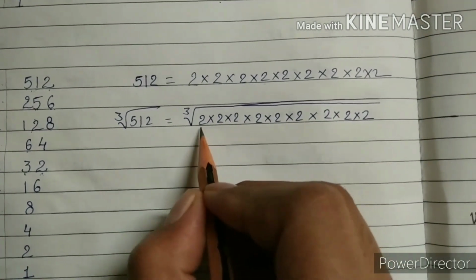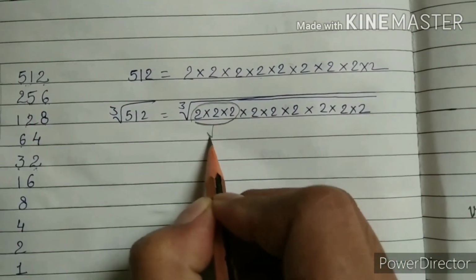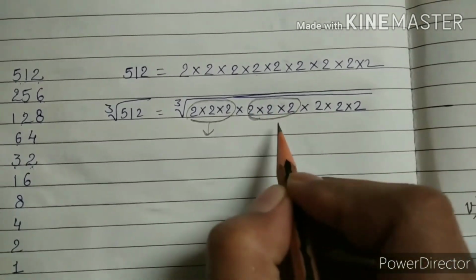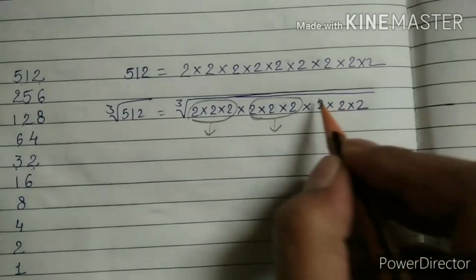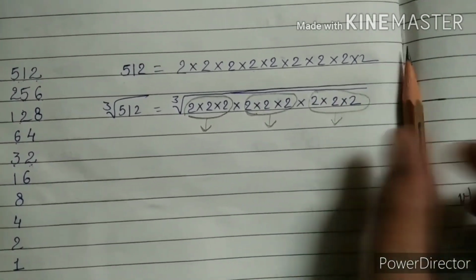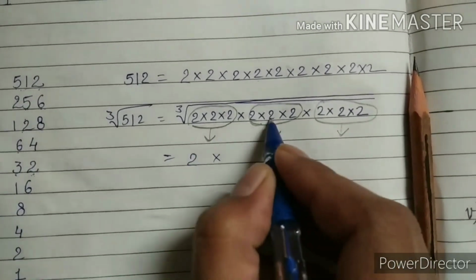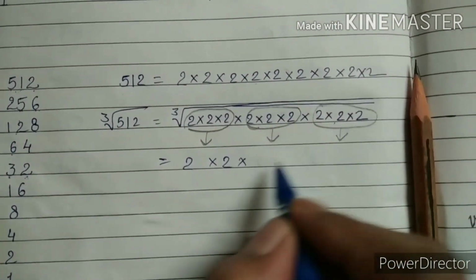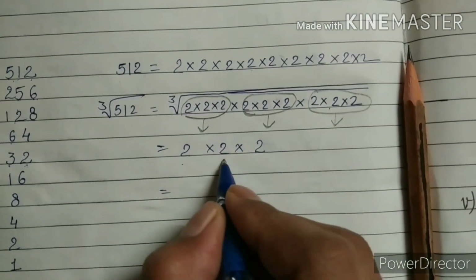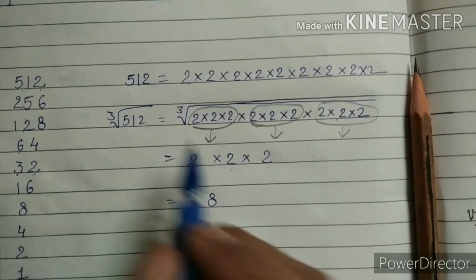So these prime factors will give the first pair out of the root only 1 time. The second pair will also give the value 1 time, and the last pair will also give the value 1 time. So the first pair will give 1 time, the second pair will give 1 time, and the last pair will give 1 time. So 2 2s are 4, 4 2s are 8, so the cube root of 512 is 8.